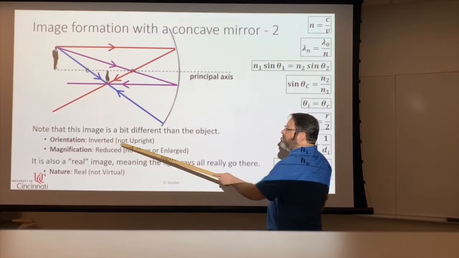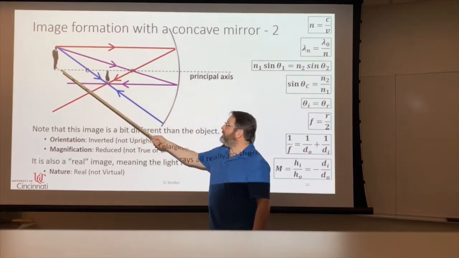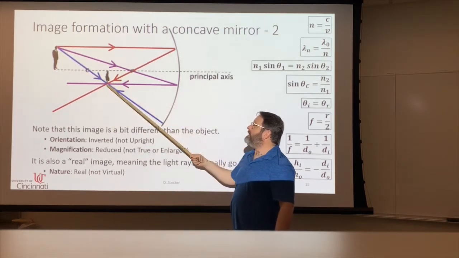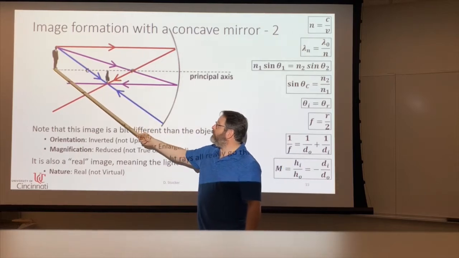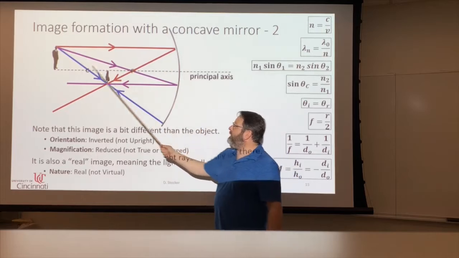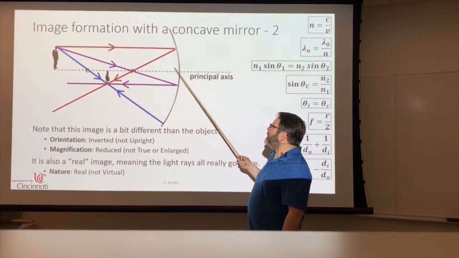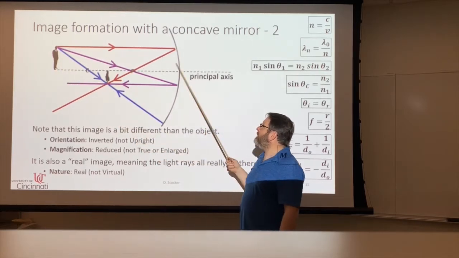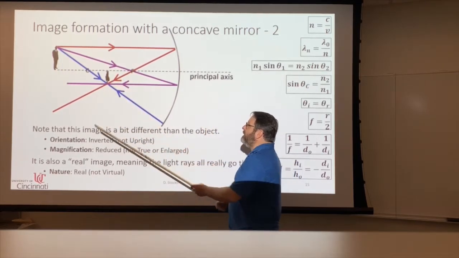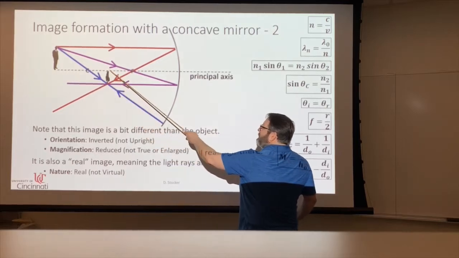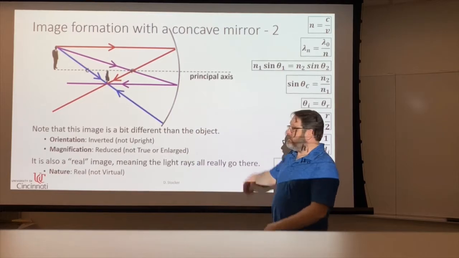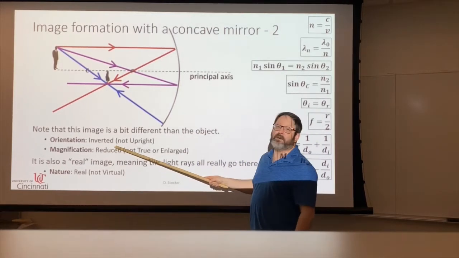Orientation can be either inverted or upright. Here you can see that the head was up above the principal axis before, now it's down below. And if we trace through for the feet, the center line for the feet would go through the center and straight back. The focal point would go through the center and straight back. So anything sitting on the principal axis gets reflected straight back on the principal axis. So the feet stayed at the same level, and the head went from the top to the bottom. Flip the image over, so this image is inverted.